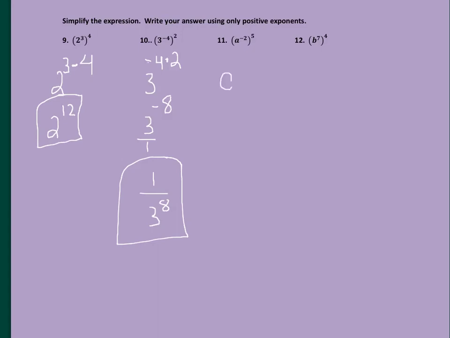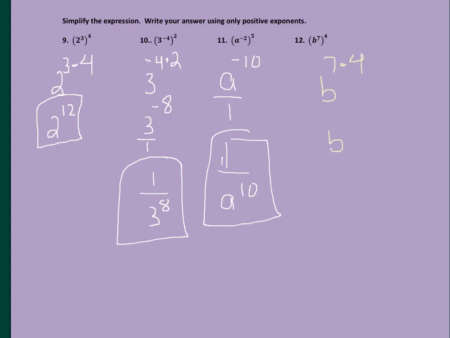So here we would get a to the negative 10th, because negative 2 times 5. Put it over 1. Flip it down. 1 over a to the 10th. So press pause, try to do the last one here. Hopefully you did. And what's 7 times 4? 28. So you get b to the 28th.